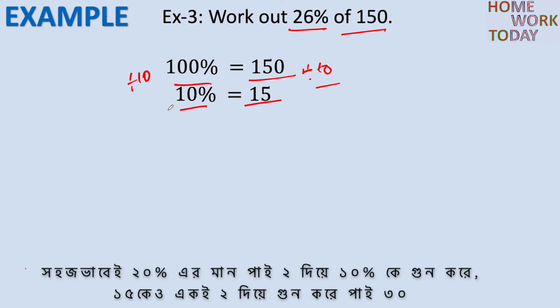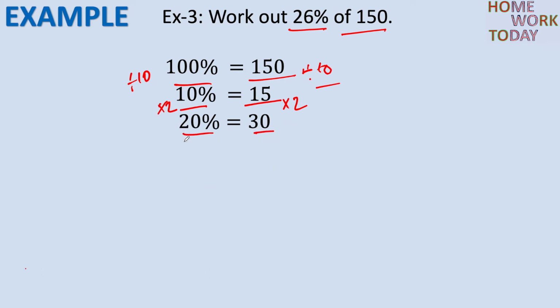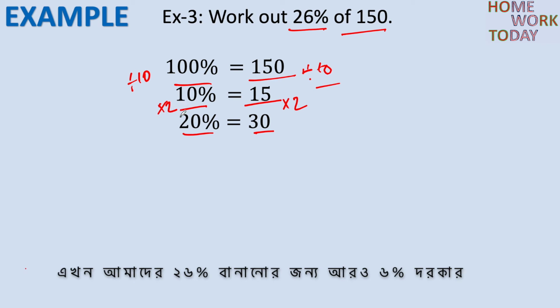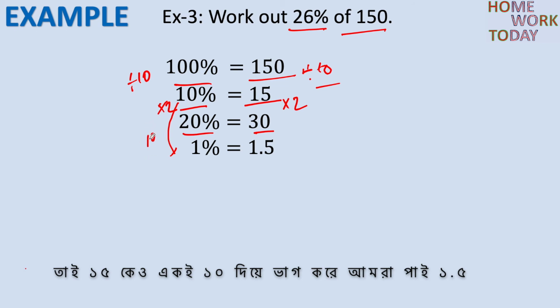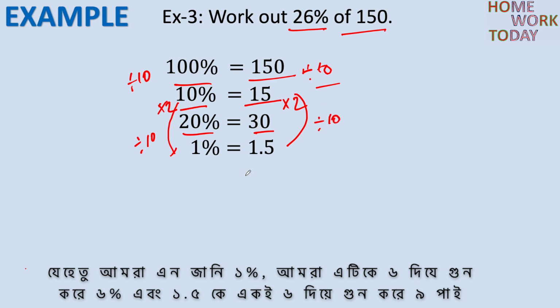We can easily get 20% from 10% by multiplying by 2. So we multiply 15 by the same 2 and we get 30. Now we need another 6% to make up to 26%. To find 6%, we can first find out 1% by dividing 10% by 10. So we divide 15 by the same 10 and we get 1.5. Since we know 1%, we multiply 1% by 6 to get 6%. So you multiply 1.5 by the same 6 and you get 9.